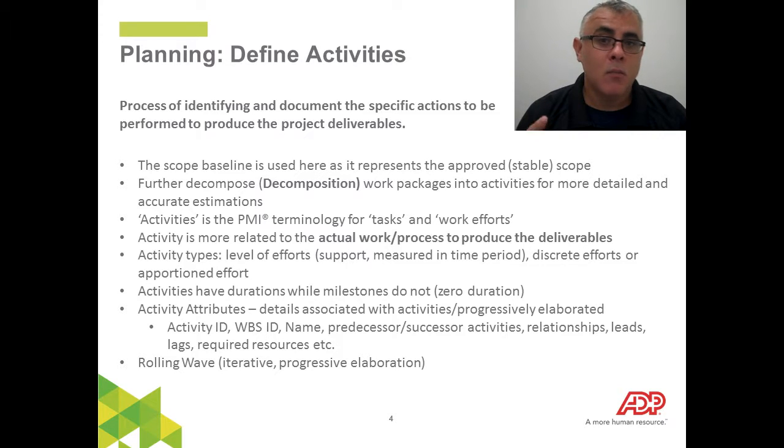Your 2 primary key outputs of this define activities process are going to be your activity list and your activity attribute list.